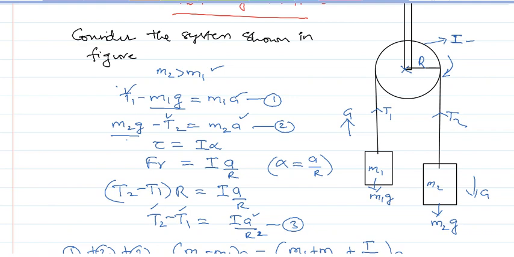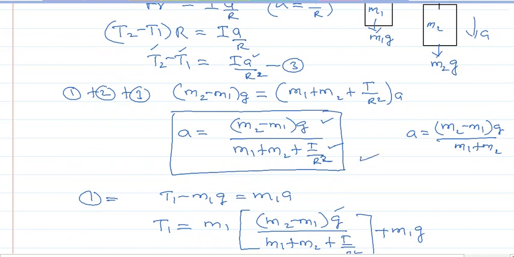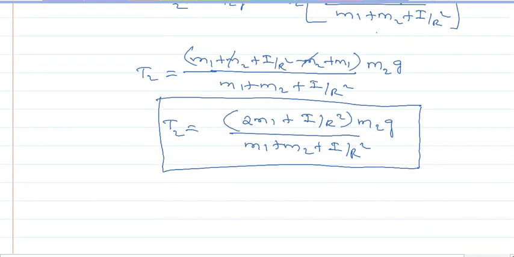So net torque we want to calculate. Net force is T2 minus T1. Torque means force into perpendicular distance. Here r is the perpendicular distance. So (T2 minus T1) r equal to I alpha, where alpha equal to a by r we substituted. So T2 minus T1 equal to I a by r square. By adding those three equations we have arrived at the expression for acceleration. So this is the acceleration, similar to the Atwood machine, but with the extra term I by r square. Substituting in equation 1 we got the expression for tension T1, as well as T2 while substituting in equation 2.